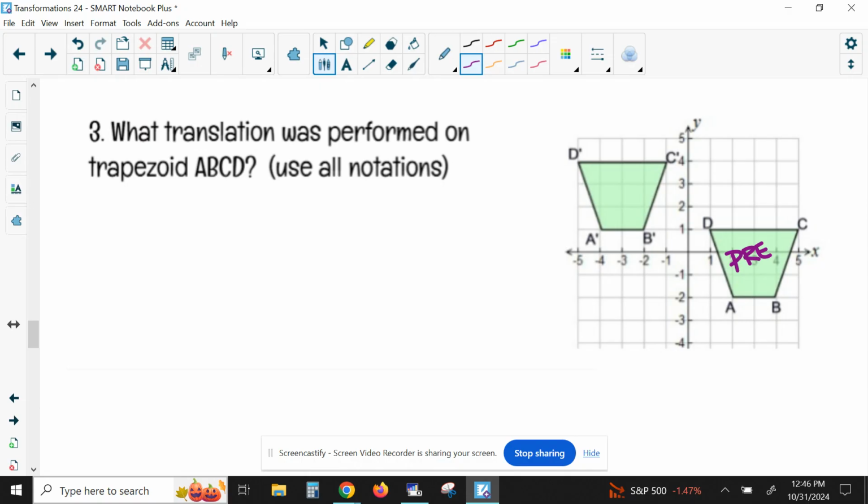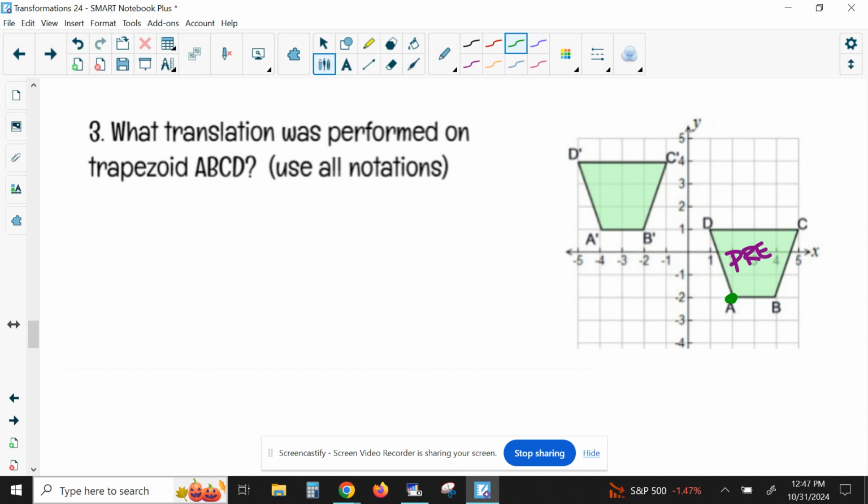So just take a second. And how do we know that that was the pre-image? No little primes, no little ticky marks by all of the letters, correct? Okay, so in order to see how he moved, you can pick any point you want. So pick one of the points. Which one do you want to do? A? Okay, so I'm going to count from A. Okay, so everyone get their pen on A. And we need to travel to A prime.